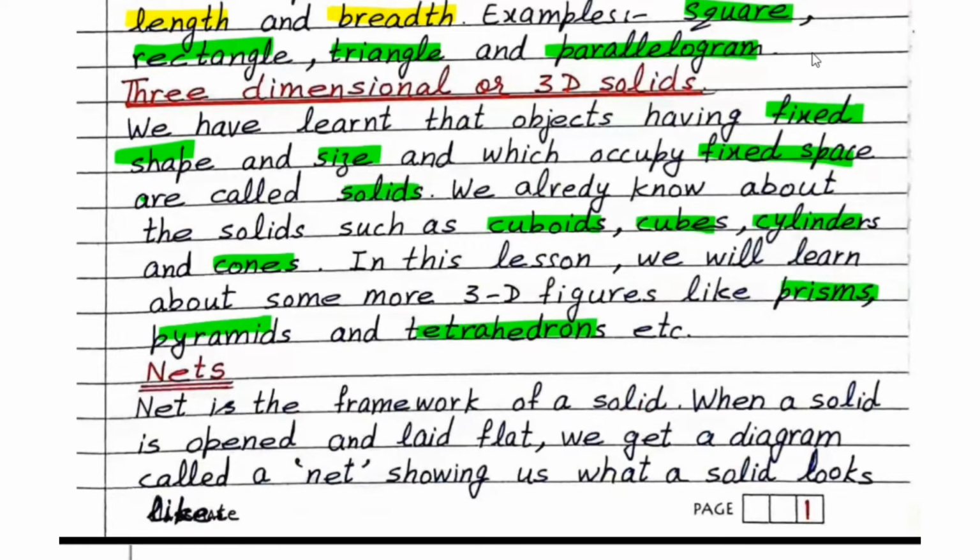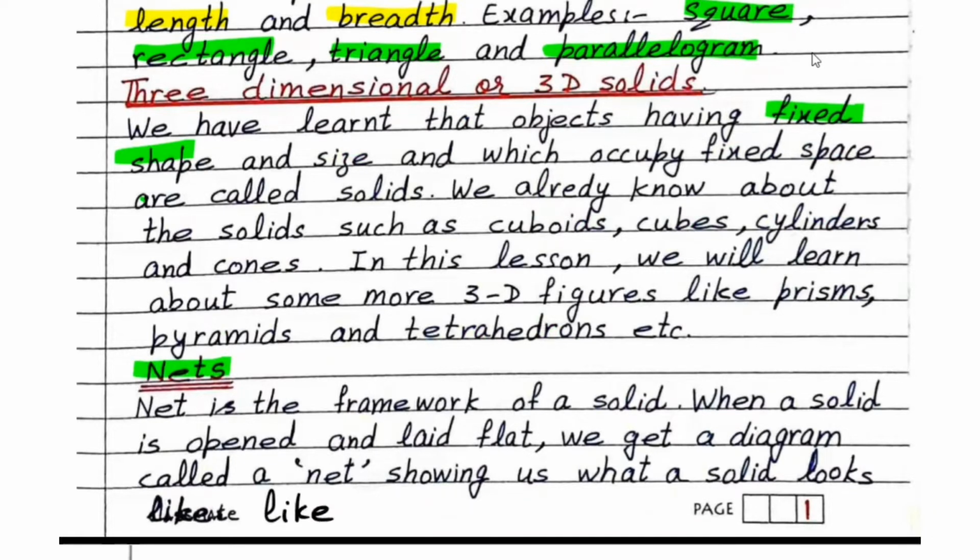So let us start. First of all, let us discuss what is the meaning of nets, right? So what is the meaning of net? A net is the framework of a solid when a solid is opened and laid flat. We get a diagram called a net showing us what a solid looks like. Here it is, right? I hope you have understood now.